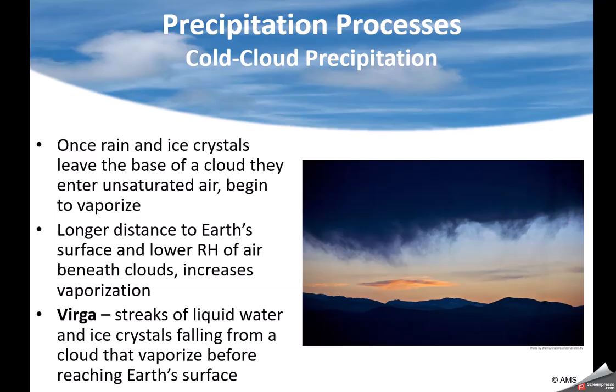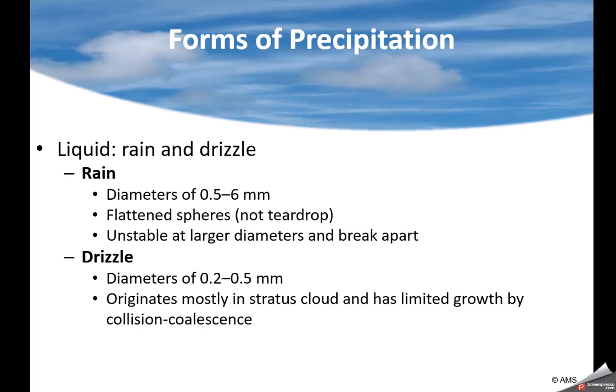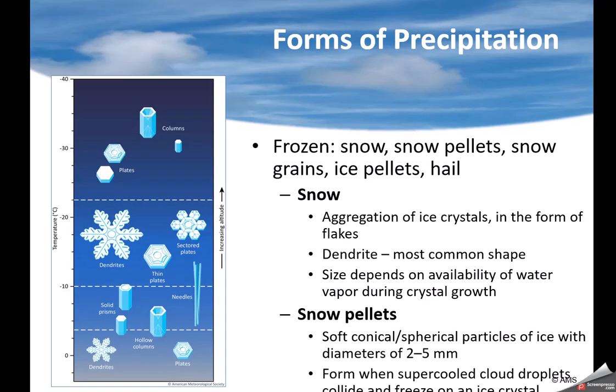Virga is just precipitation that evaporates before it hits the ground. So here are some types of precipitation: rain, drizzle, very small raindrops. And here are some types of snow. Notice, snow can look wildly different. Notice these dendrites, how big they are.